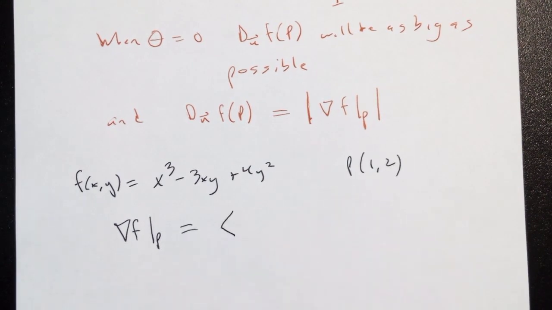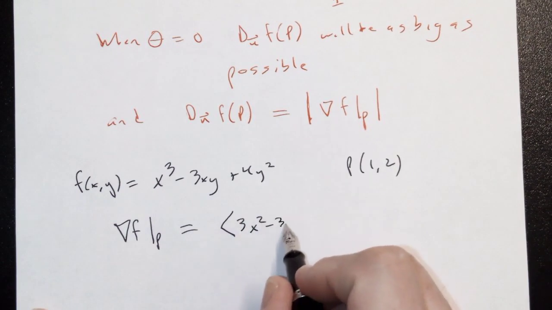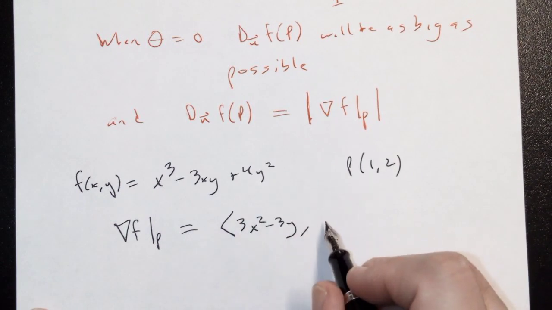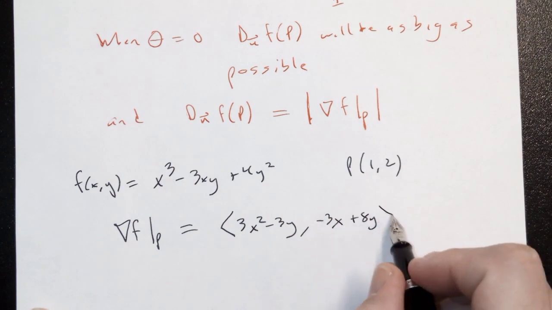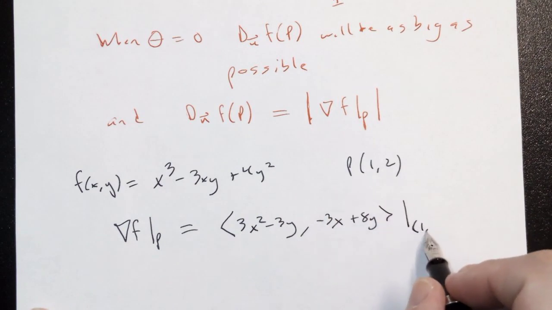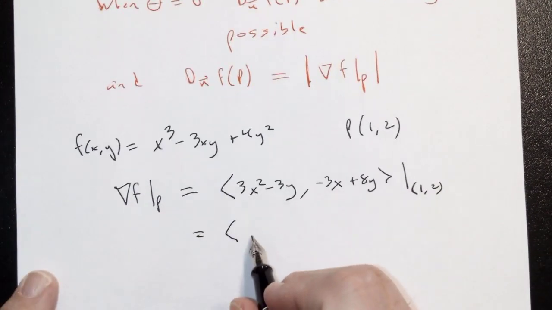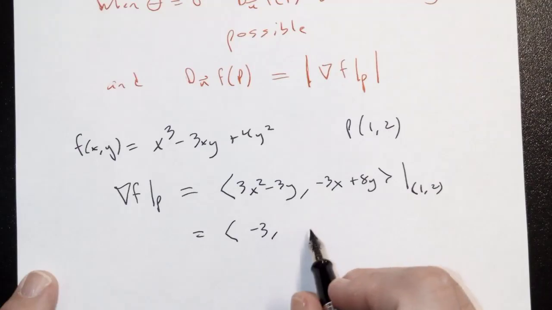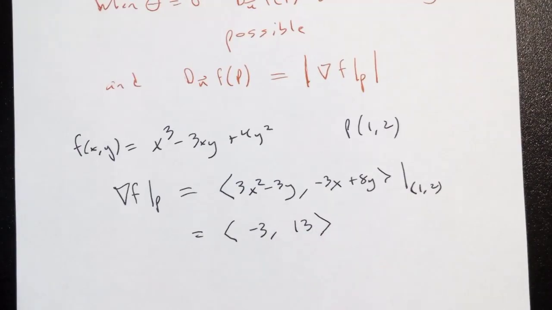We worked out the partial derivatives. The partial derivative with respect to x was, and the partial derivative with respect to y was -3x, say what? And now if we evaluate that at the point (1, 2), that's how we got -3, 13, right? Which were the numbers we multiplied by the vector.